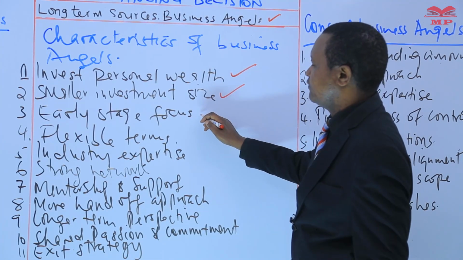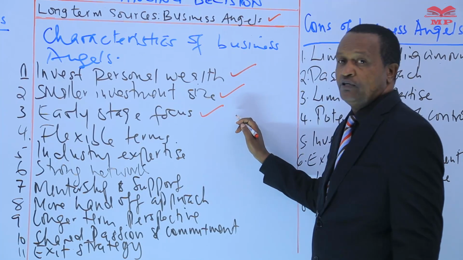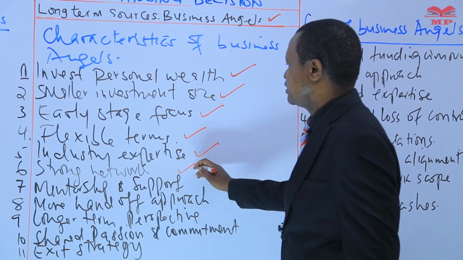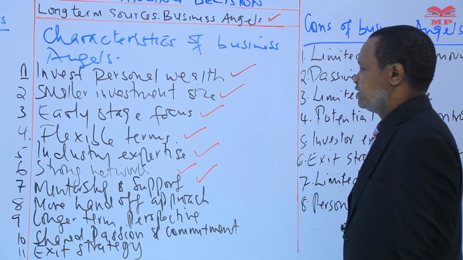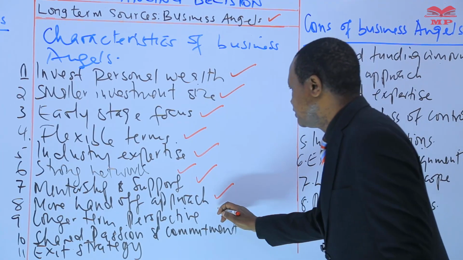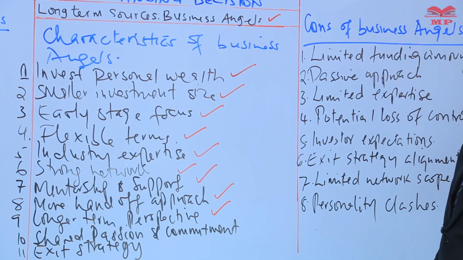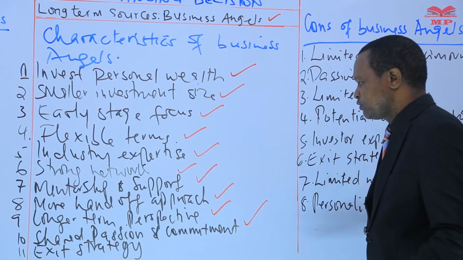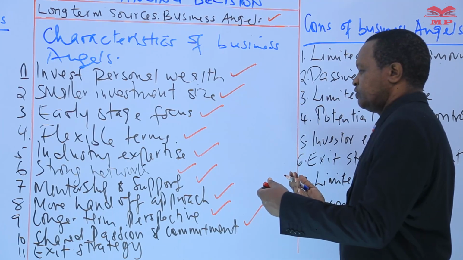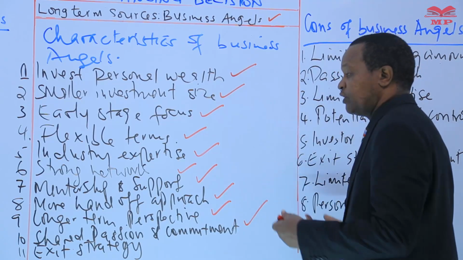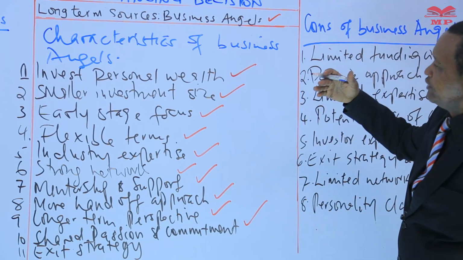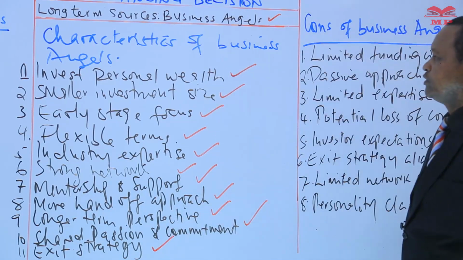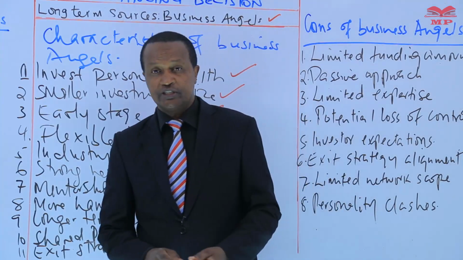Then, just like venture capitalists, they have early stage focus. Business angels have flexible terms. They have industry expertise. These are individuals with a strong network. They offer mentorship and support. They have a more hands-off approach. They have a longer term perspective. They have a shared passion and commitment, meaning their passion and commitment is similar to that of the founders. There is shared passion and commitment between the founder and the business angels. They have, just like venture capitalists, an exit strategy, which could be an IPO or an acquisition.